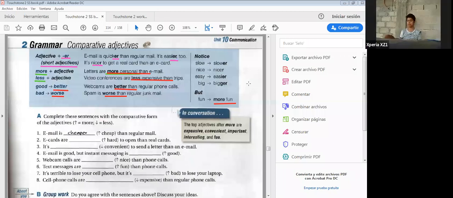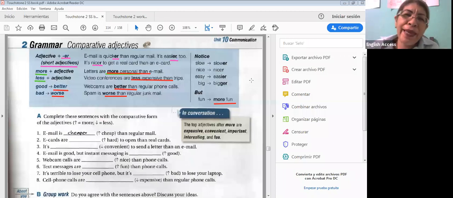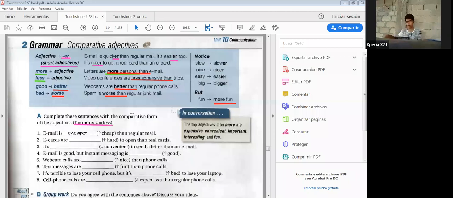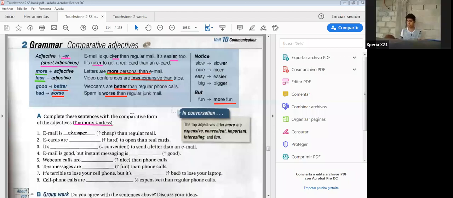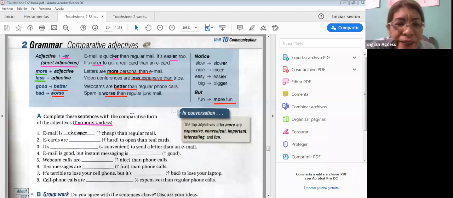It's more convenient to send a letter than an email. No, pay attention to the instructions, Julio. As you can see, we have an arrow. What it says here on this part. The arrow up means more. The arrow down means less. So one more time. It's less convenient to send a letter than an email. Yes, less convenient. Thank you.